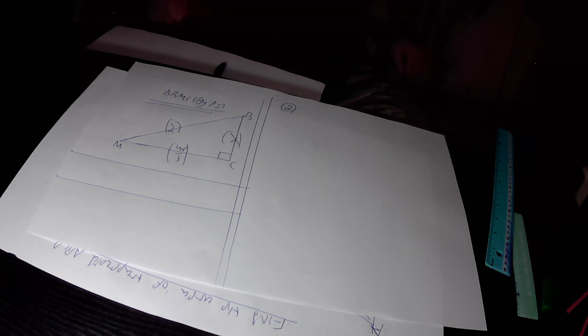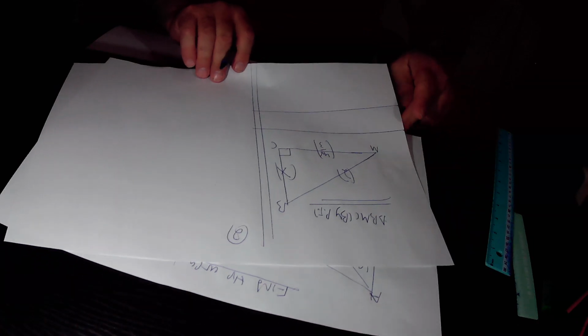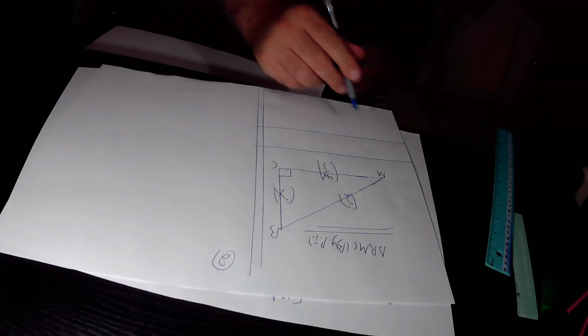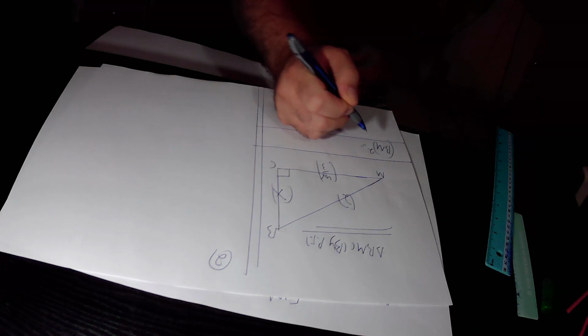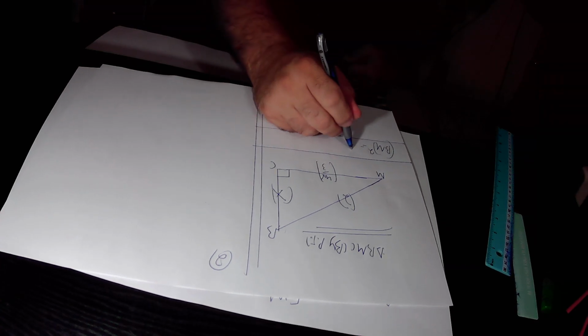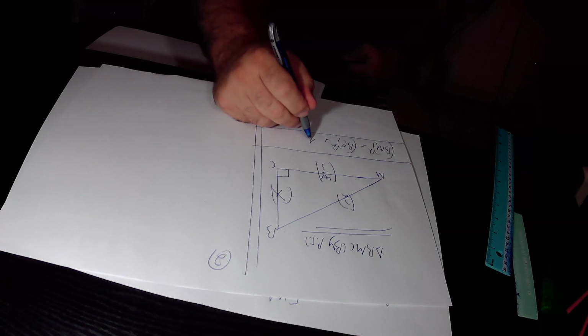According to the Pythagoras theorem, in this right triangle BMC, BM squared, that is the square of the hypotenuse, equals BC squared plus MC squared. So I write it down. BM squared, that is the square of the hypotenuse, is equal to BC squared plus MC squared.